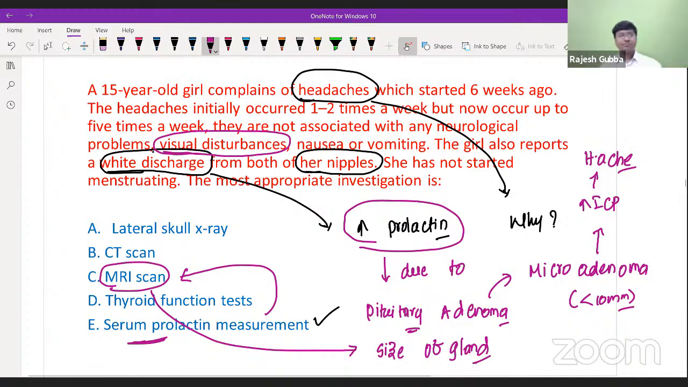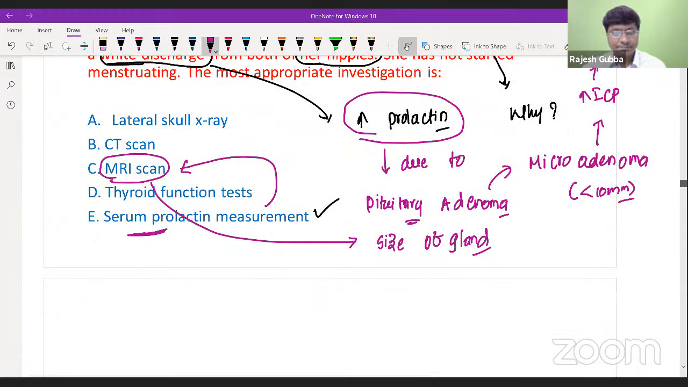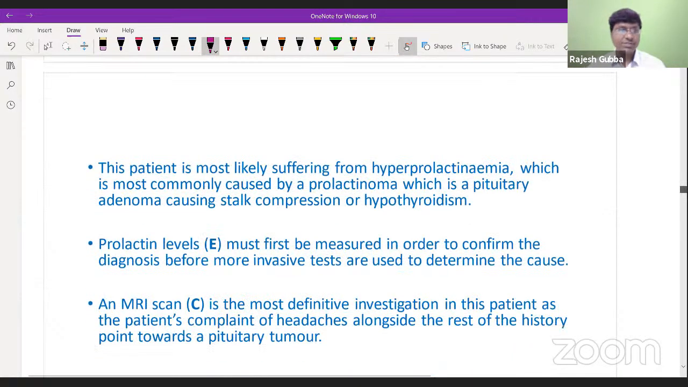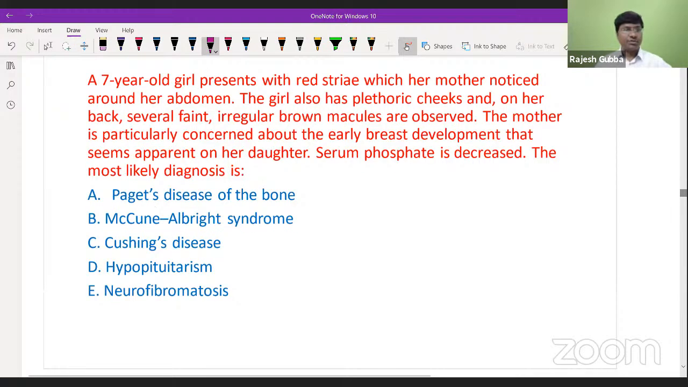Okay, right. Now we will move on to the next question. Yes, this is another very interesting question, and let me see how many of you will answer this. We have a 7-year-old girl presents with red striae, which her mother noticed around her abdomen. The girl also has plethoric cheeks, and on her back, several faint, irregular brown macules are observed. The mother is particularly concerned about the early breast development that seems apparent on her daughter.